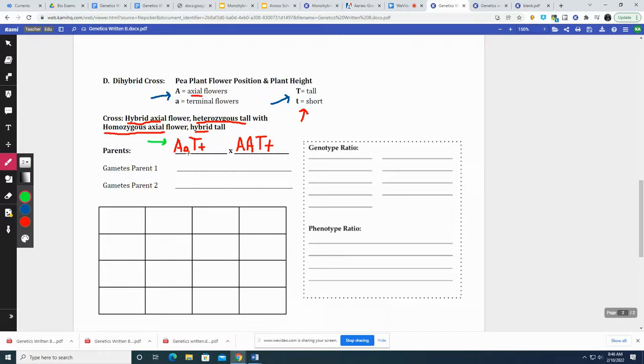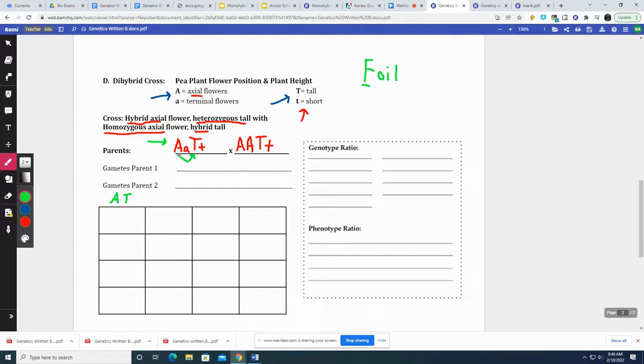All right, so the first one, we use what's called FOIL. F-O-I-L. So the F stands for first. This right here is the first A, and that is the first T. So one combination is big A, big T. Don't give me AA, don't give me TT. Because remember, Mendel's principle of segregation. You do not give both of your alleles to your offspring. You only give one or the other. So in this case, it's the big A, big T.